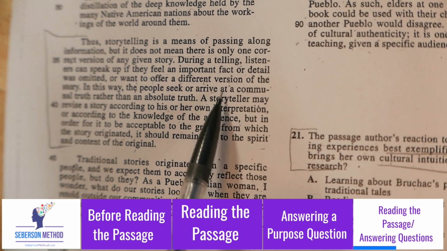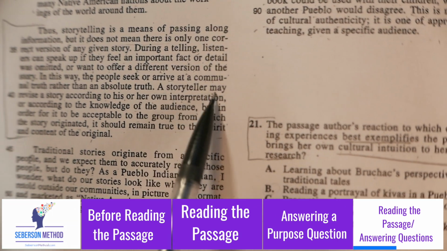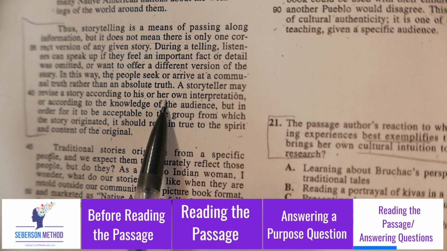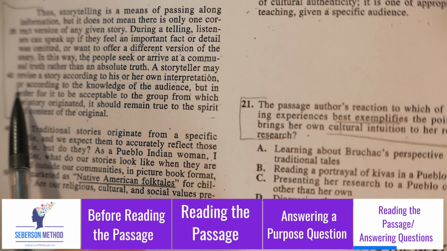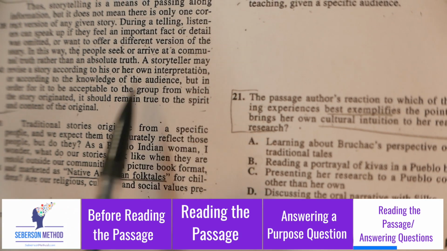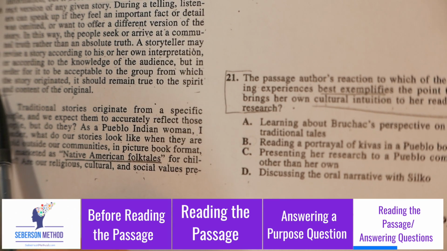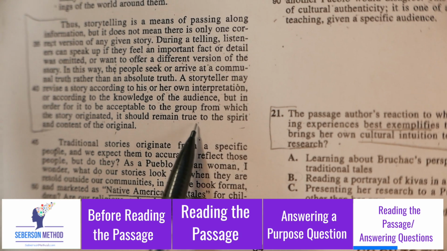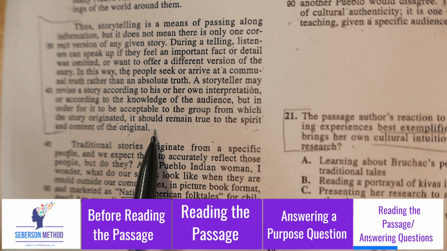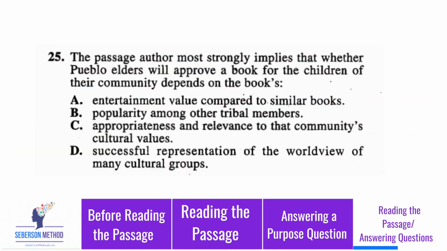In this way, people seek or arrive at communal truth. A storyteller may revise a story according to his or her own interpretation, according to his knowledge or audience, but in order for it to be acceptable to the group from which the story originated, it should remain true to the spirit and content of the original. Okay, let's go see D.